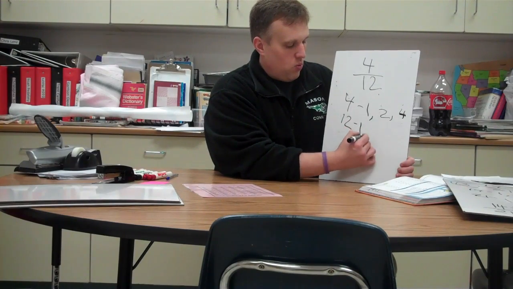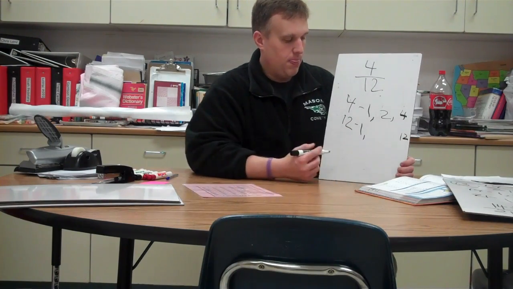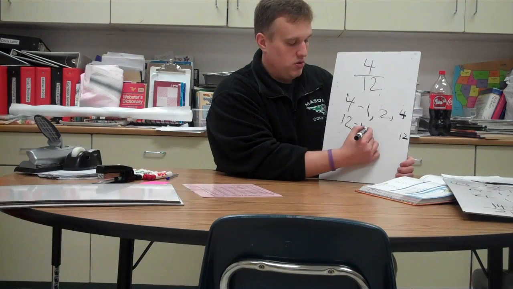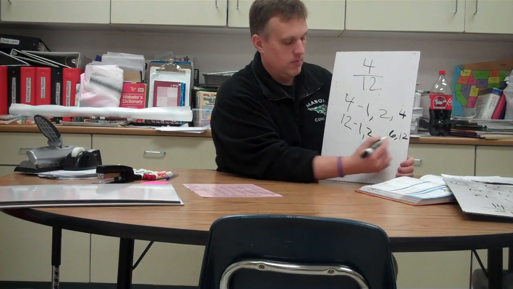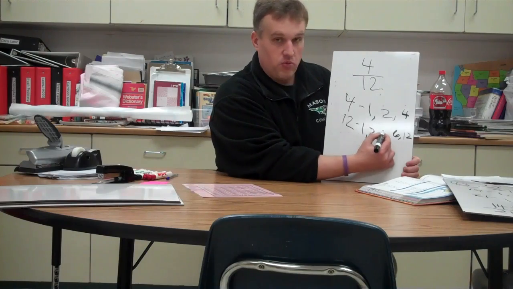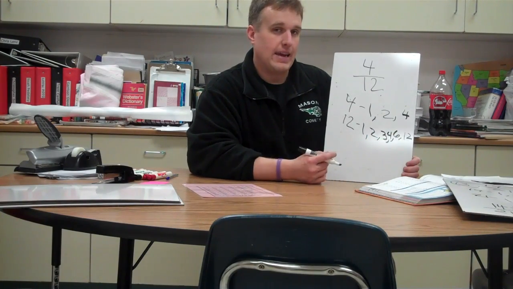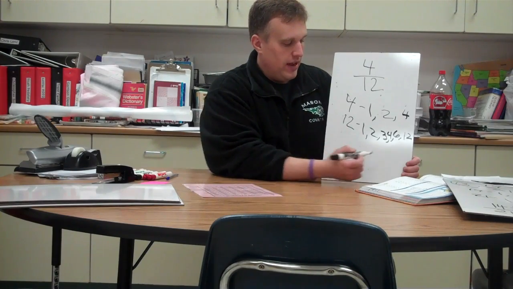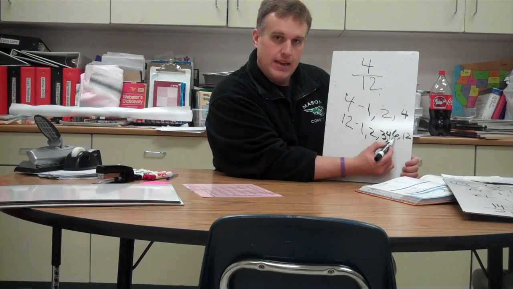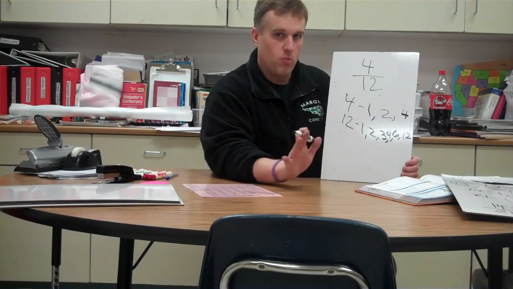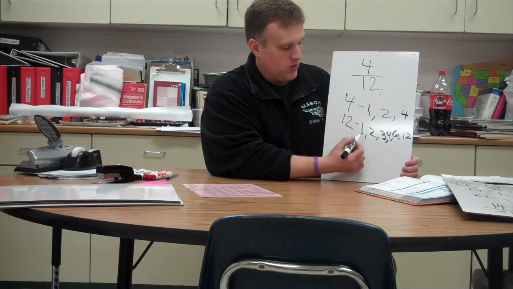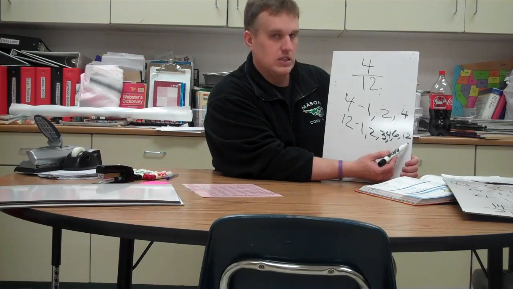Factors for 12, 1 and 12. Then I can do 2 times 6. I can do 3 times 4. I can't multiply 5 by anything to get 12. And then I run into 6 next on my list, so I know I'm done. I have no more factors. So my factors for 12 are 1, 2, 3, 4, 6, and 12.